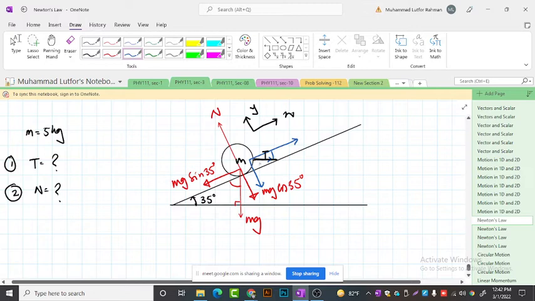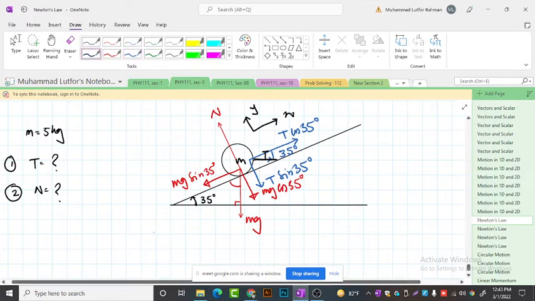This angle is 90 degrees, right? What will be that angle over here? Can anyone tell me what that angle would be? It should be 35. Come on guys, try to understand. Sir, will it be 35 degrees? Yes, it's 35 degrees, definitely. So that's why it should be T cos 35. Then this one will be T sine 35 degrees.